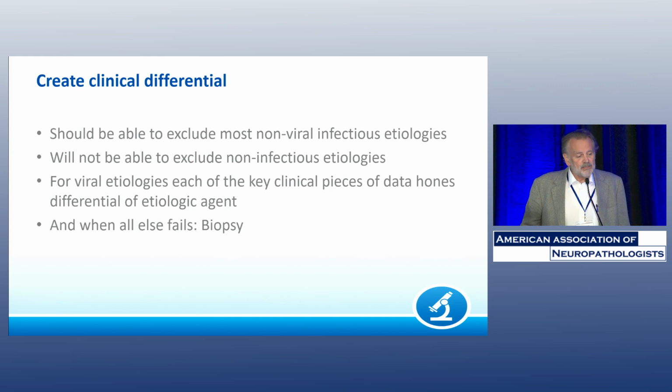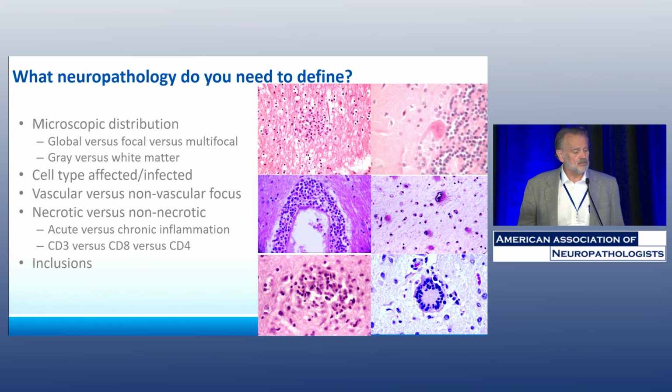When all else fails, that's when the biopsy occurs, and that's when the neuropathologist gets involved. But having all of that as background data certainly helps begin the equation. So what are your responsibilities as a neuropathologist? What are you supposed to define? And they're fairly simple issues.